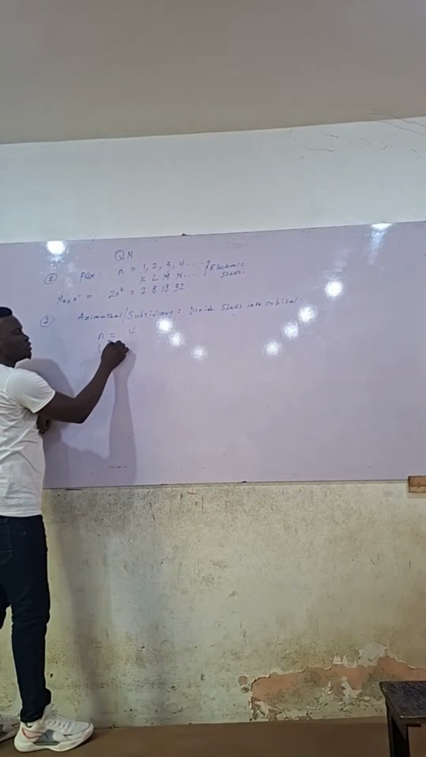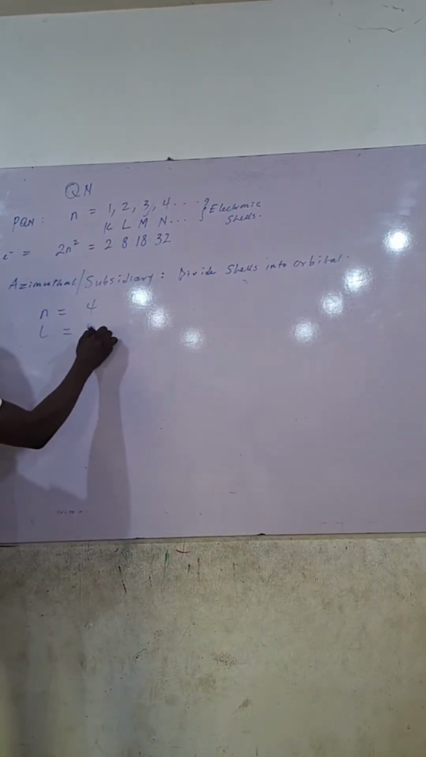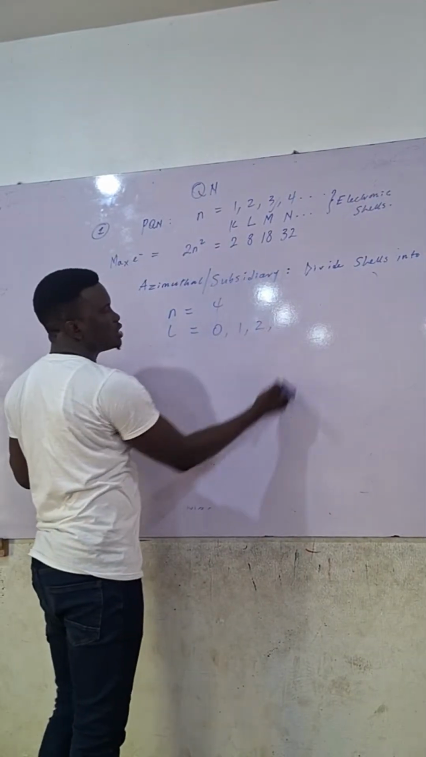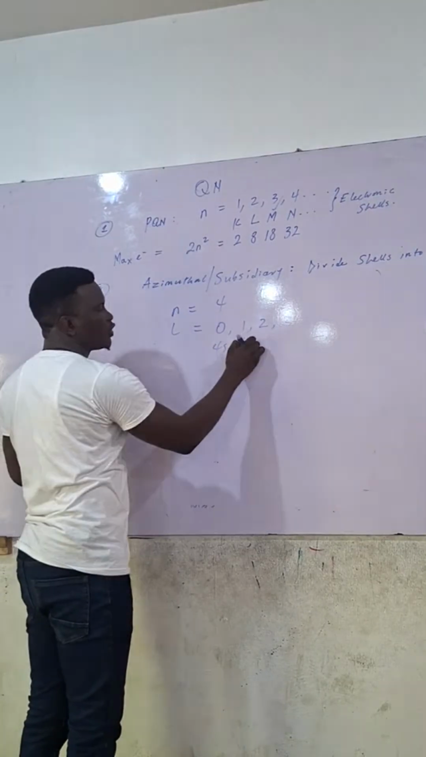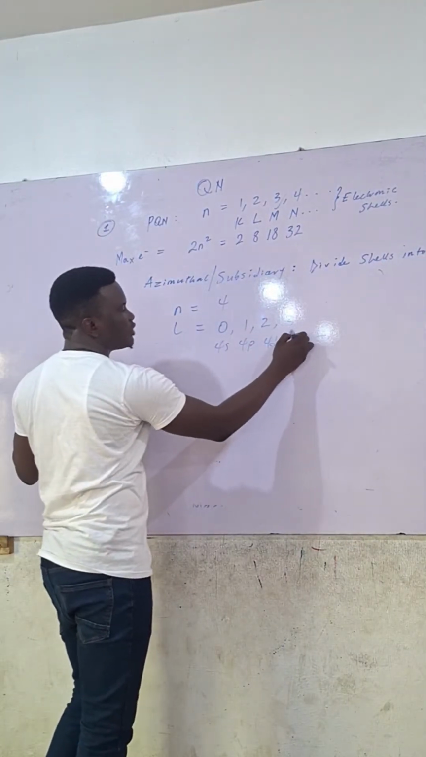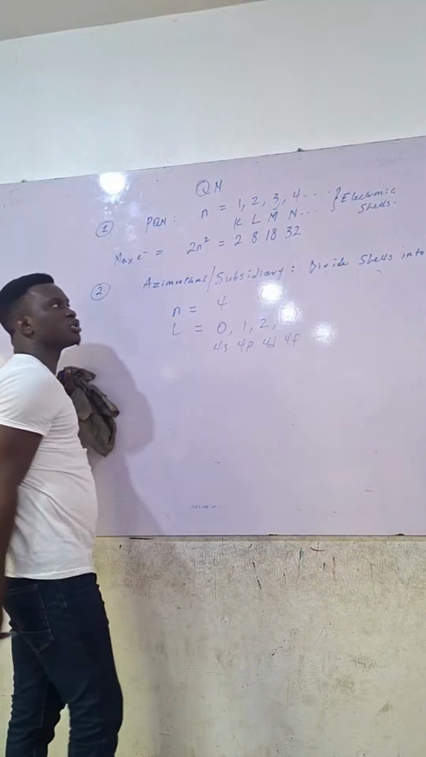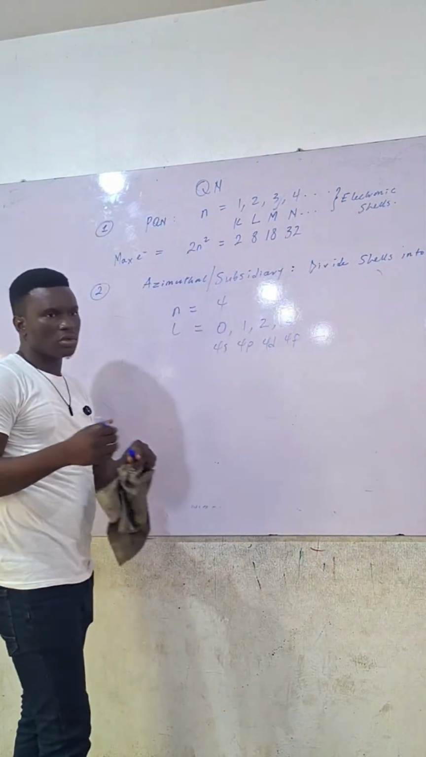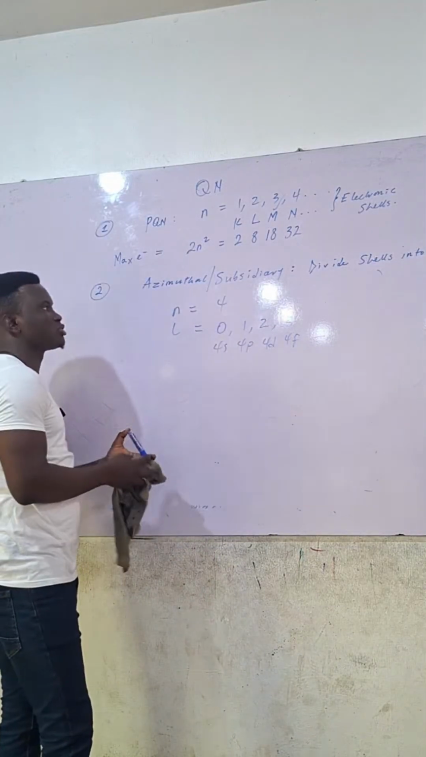What will our L be? 0, 1, 2, and 3. And that will be 4s, 4p, 4d, 4f. If you add all of the electrons together, it will give you 32. So that's it.